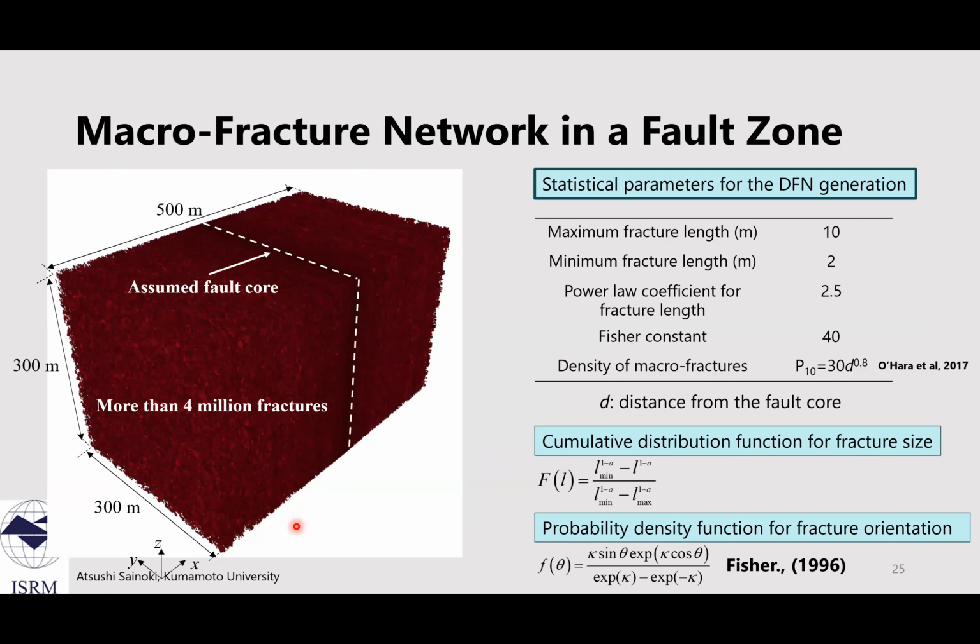So here is the three-dimensional discrete fracture network generated. This fracture network is composed of more than 4 million fractures. This table lists the parameters used to generate this fracture network, and these are also the equations to generate the fractures. This equation represents the cumulative distribution function for fracture size, while this one is a probability density function for fracture orientation.